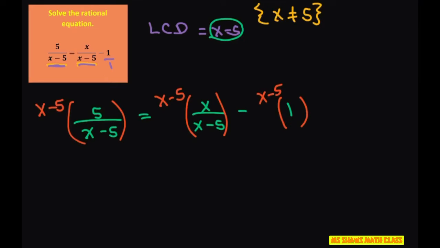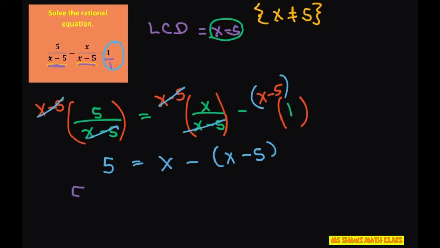All right, and then when you simplify, these will cancel. That clears that fraction. This cancels. You get x. And then you have minus, and you got to be careful here. Make sure you put parentheses on that because that's minus x minus 5. You're subtracting this whole term. So simplifying this, we get 5 equals x minus x plus 5. We get 5 equals 5.